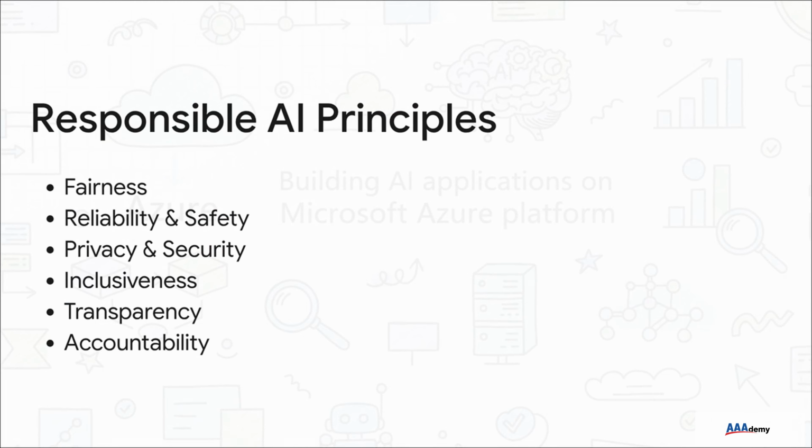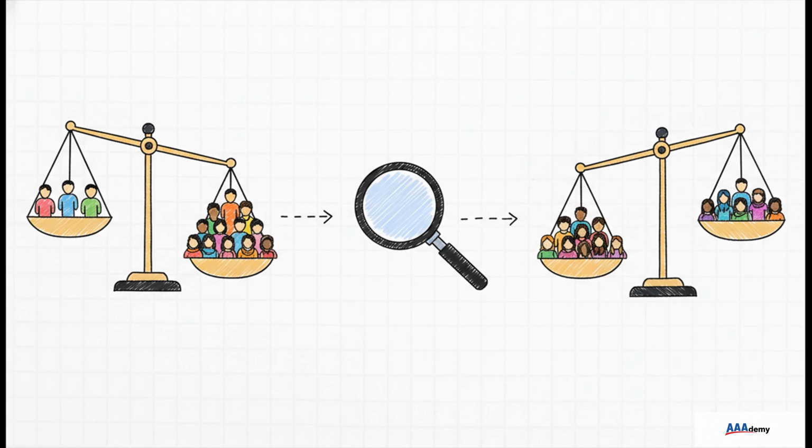To help guide you, Microsoft has laid out 6 core principles. They're all about making sure AI systems are fair and inclusive, that they are reliable, safe, private, and secure, and that there's always transparency and accountability built in. These aren't just nice suggestions, these are the pillars of trustworthy AI. Let's just zoom in on one of these to see what it really means in practice.